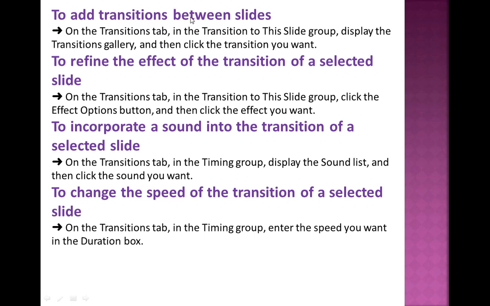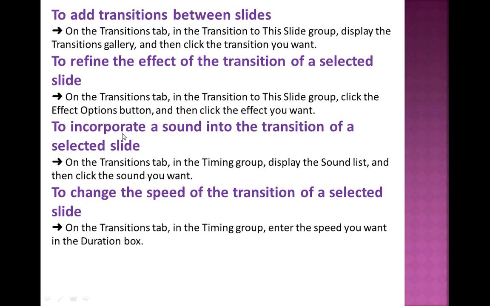Now, how to add the transitions? Go to the transition tab, go to the transition to this slide group, display the transition gallery, and then click the transition that you want. Simply go to the transition tab, click the transition that you want, and then click the OK button. How to define the effect? Go to the transition tab, click on the transition to this slide group, click the effect options group, and then click the effect that you want.